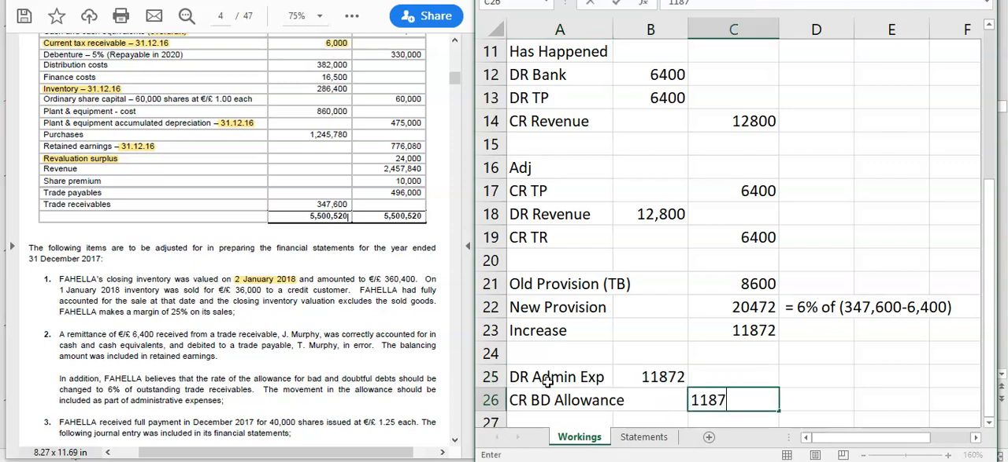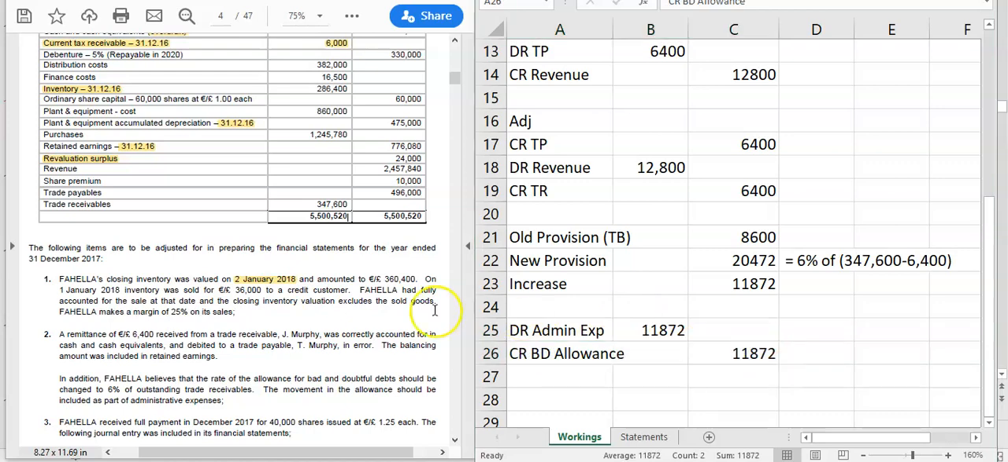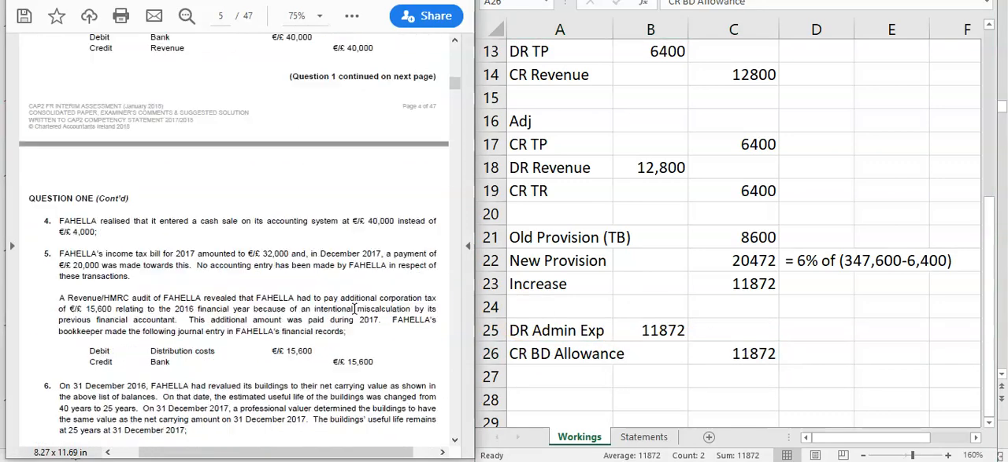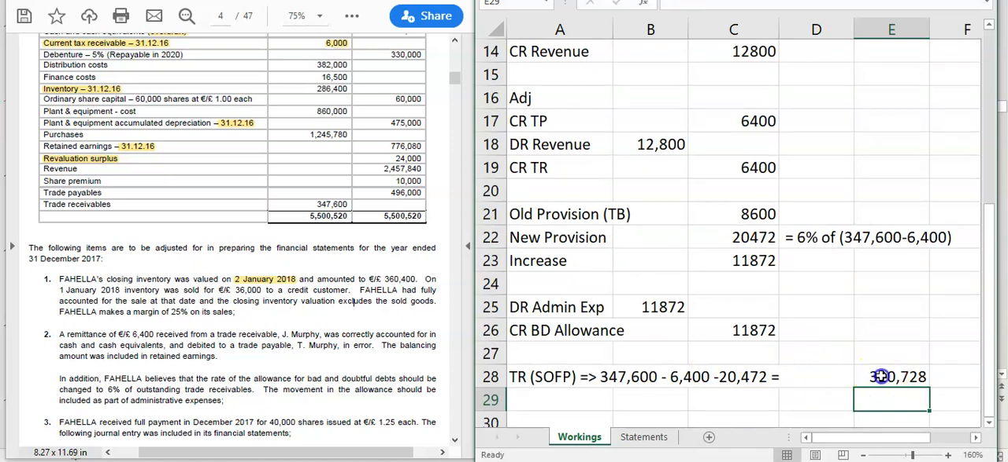11,872, 11,872. So again, if I was a student who had a different technique, I would have a working opened up for admin expenses, slot in it as I go, and I would update my trade receivables now. So I know from having read through all the rest of them, there's no other impact on trade receivables. So what you could just do there is the trade receivable figure in the SOFP, and if you had a template set up, you could slot it in straight away, will be a 347,600 minus the 6.4 we've adjusted for already. And be careful here, net of the full provision. You always take off the full provision in the statement of financial position, only the movement then goes to the P&L.